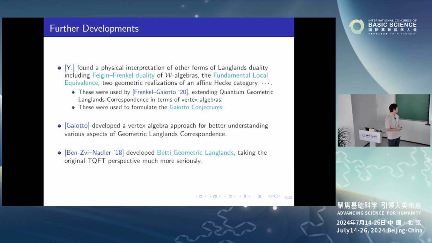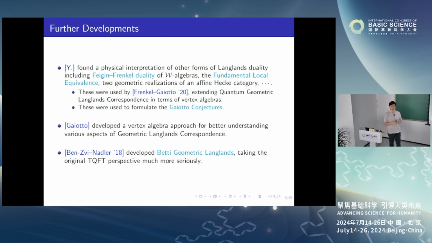But I should also mention there's another direction, which is pretty exciting. Ben-Zvi and Nadler developed what is called the Betti geometric Langlands. This one takes the perspective of TQFT much more seriously. Remember, until recently, when you said geometric Langlands, it just meant what's formulated by Beilinson and Drinfeld.